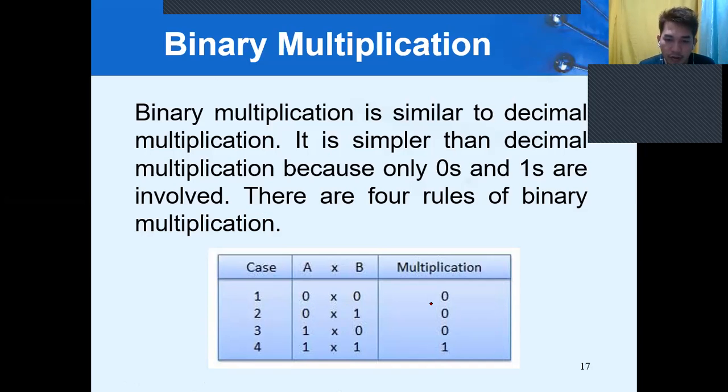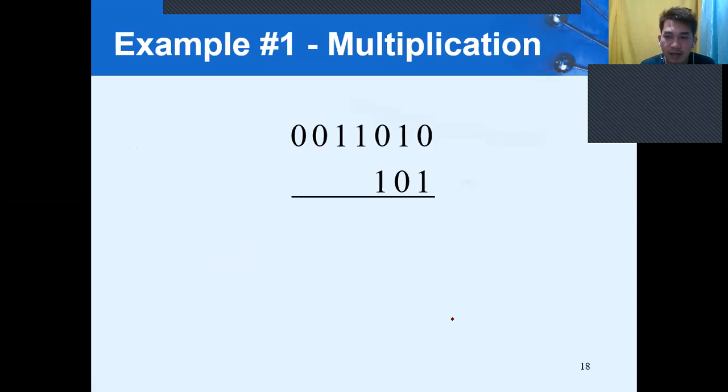0 times 0, of course 0 siya. 0 times 1, 0. So ayun. So same rules, no? Any number multiplied by 0 is equal to 0. Then we have 1 times 0, 0 pa rin. Then 1 times 1, that is 1. Okay, let us try this.